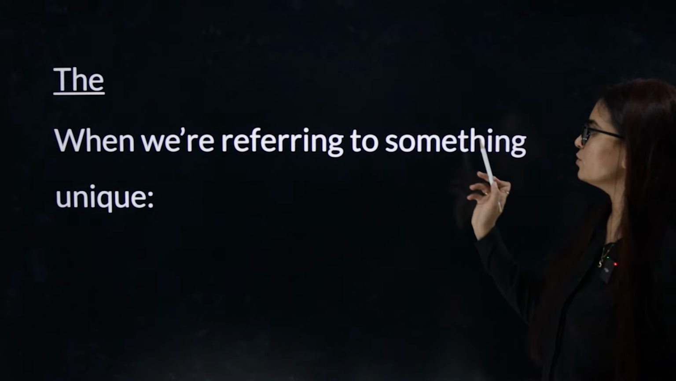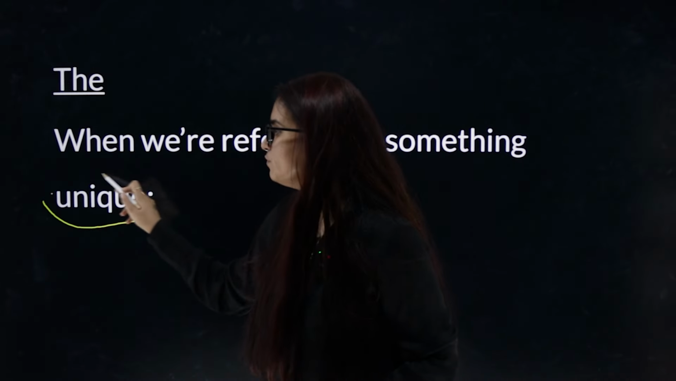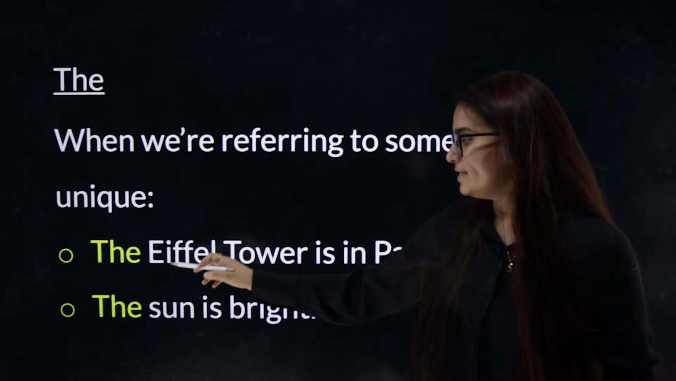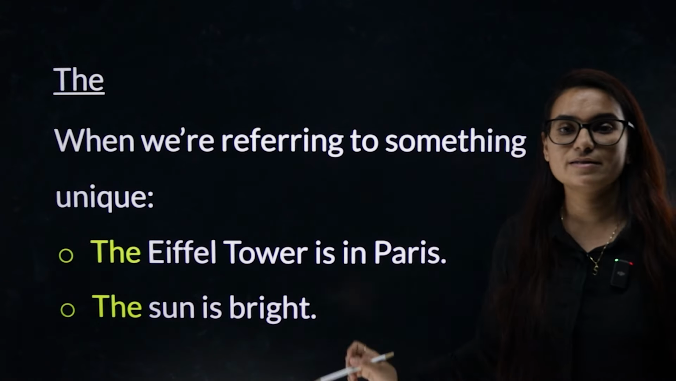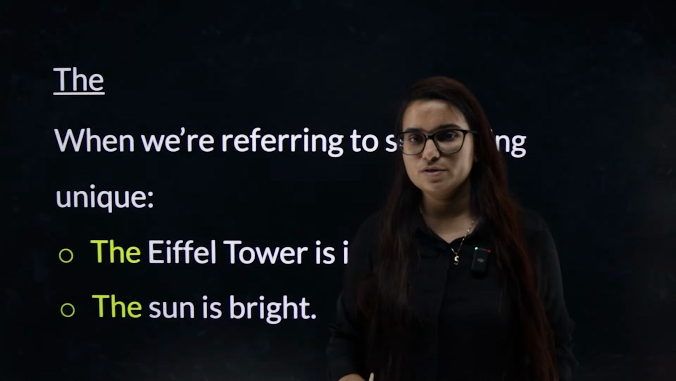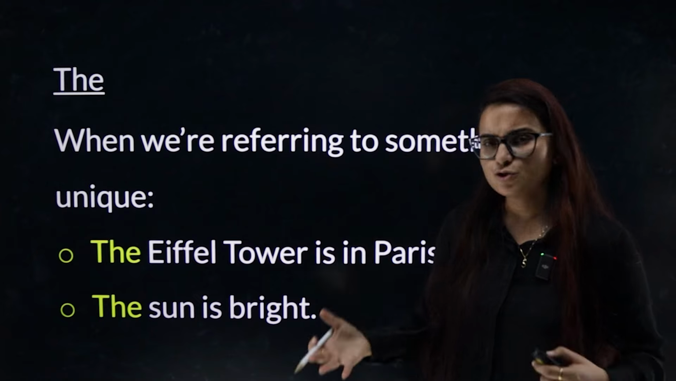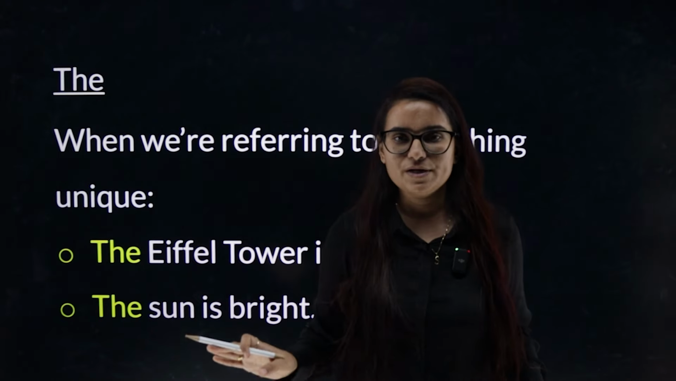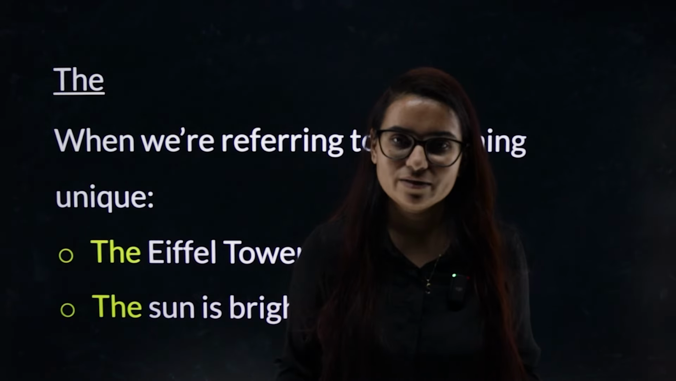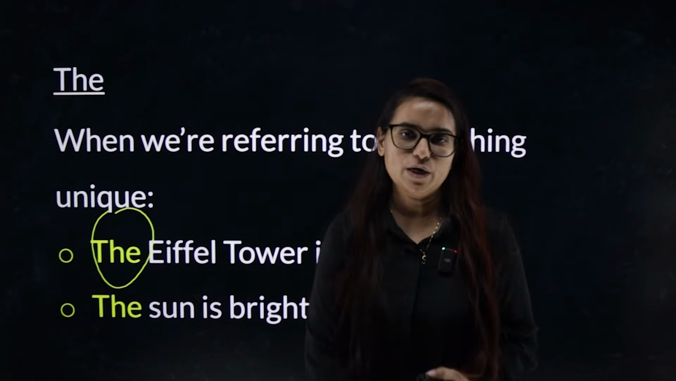Next, we use "the" when we are referring to something unique, something which is only one. For example, the Eiffel Tower, the sun. There is only one sun for this solar system. There is only one Eiffel Tower in the world. There is only one Taj Mahal in the world. So you will say "the" in front of them.